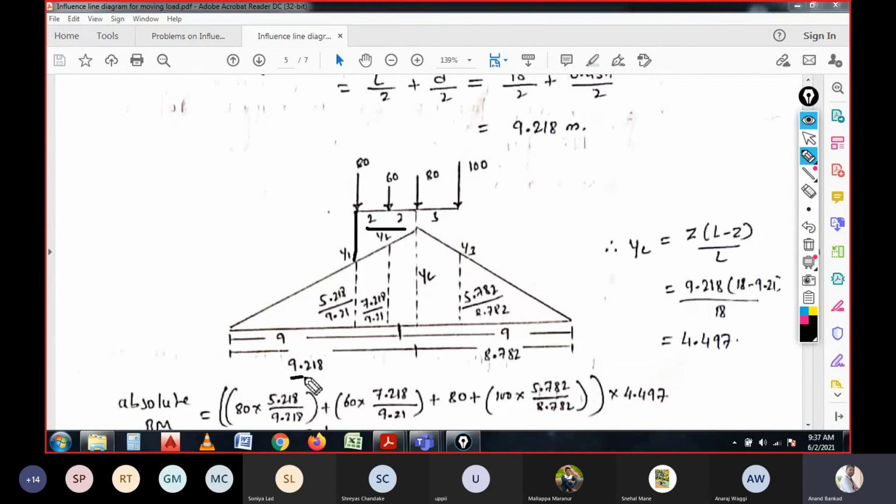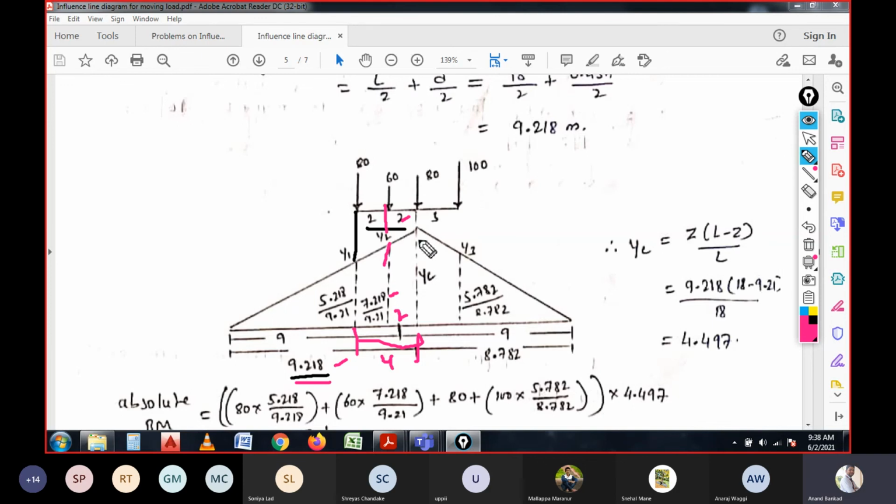So 9.218 minus 4 will give 5.218, right? And now for this, that is y2. y2 will be 9.218, we need to deduct 2, and it will be 7.218, because it is a 2 meter distance from here to here, and from here to here it is 4 meter. That is why 4 is deducted from 9.218, and here 2 is deducted from 9.218, to get this coefficient for y2, right?